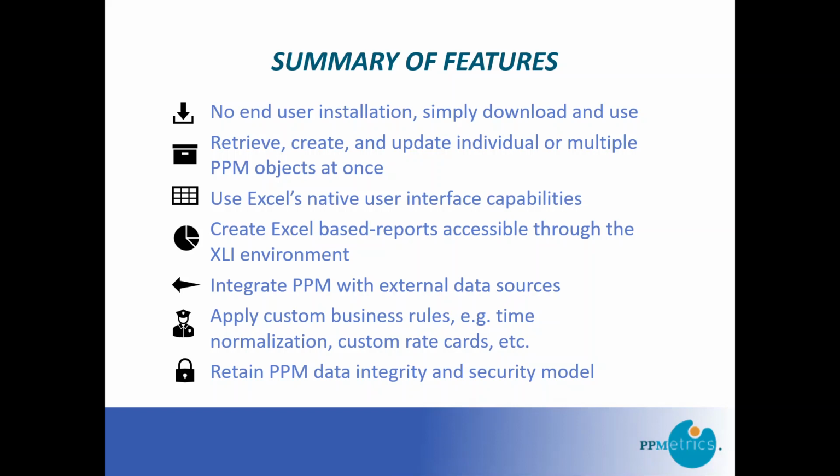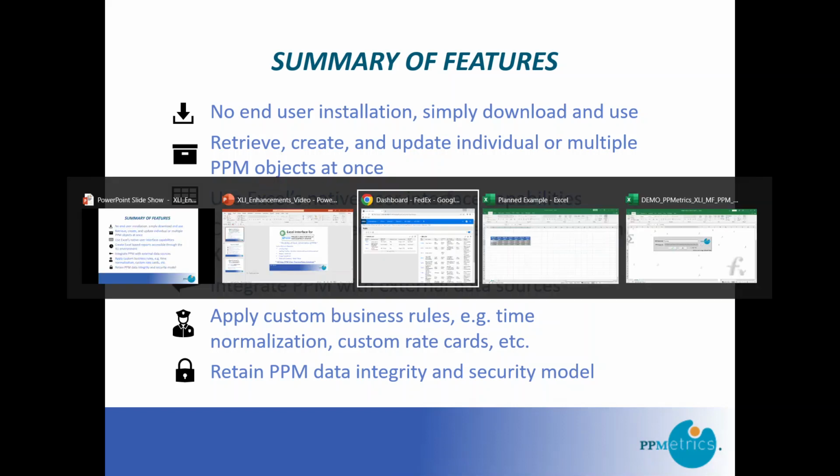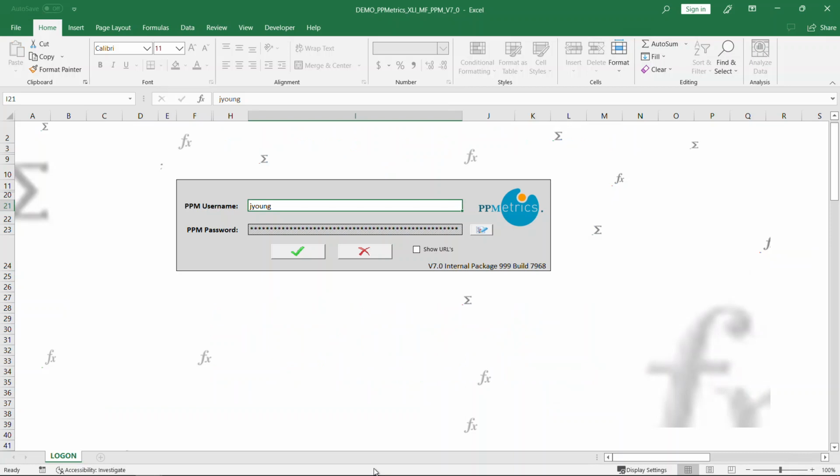Now let's go ahead and log into the XLI. So first thing I need to do is authenticate with my PPM credentials. Everything is pre-filled already, and as you can see, it's simply an Excel spreadsheet with macros enabled. If your PPM implementation is using single sign-on, the XLI will inherit those settings as well, and this screen would be bypassed. So I'll go ahead and log in.